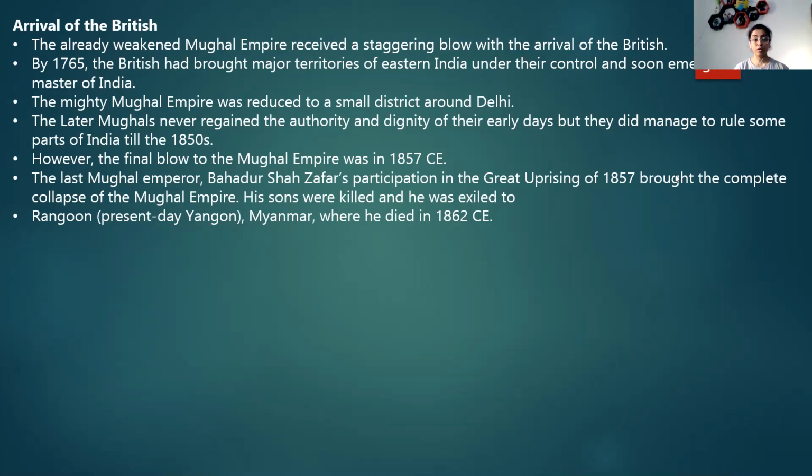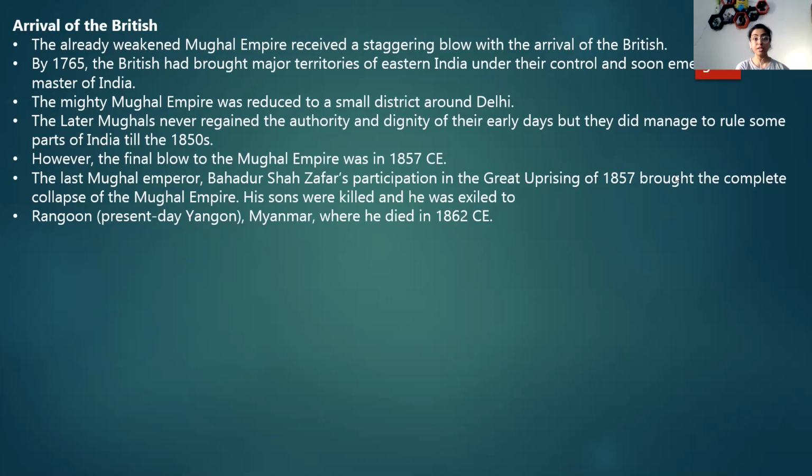Now, as Bahadur Shah Zafar was on the Indian side, he was almost the last Mughal emperor. After that, there was no Mughal emperor. His sons were also killed, and Bahadur Shah Zafar was sent to Rangoon. Rangoon is a place in present-day Myanmar, and he was sent into exile. Exile means somebody is thrown out of his own country.